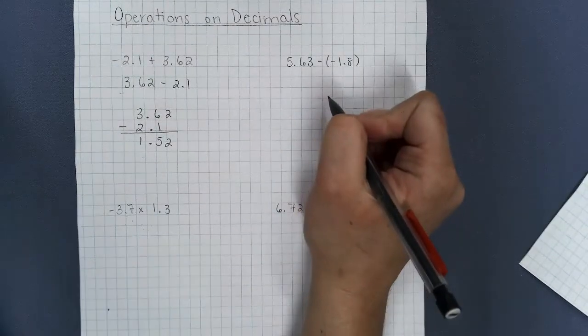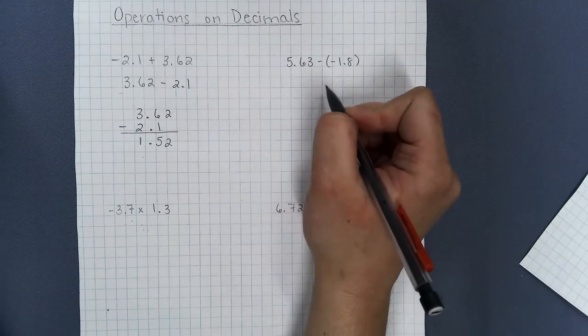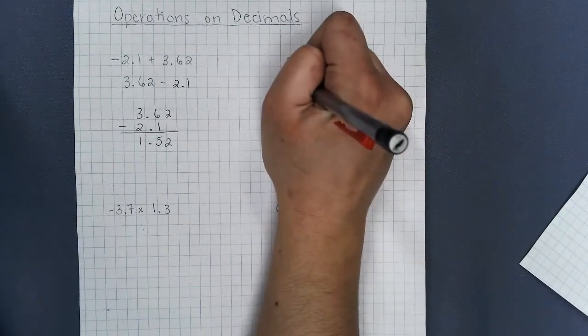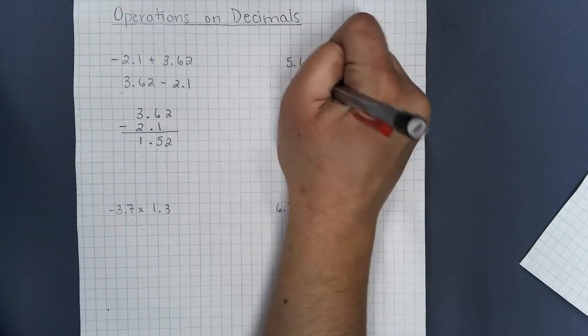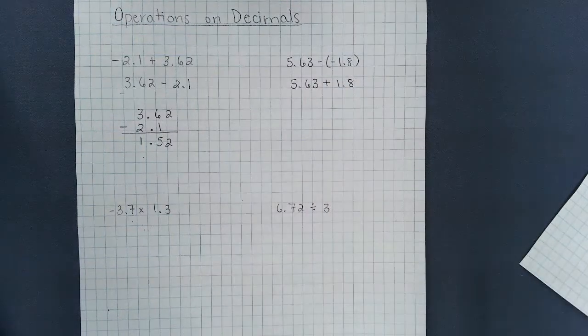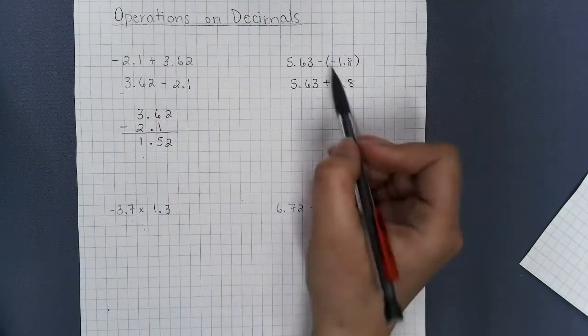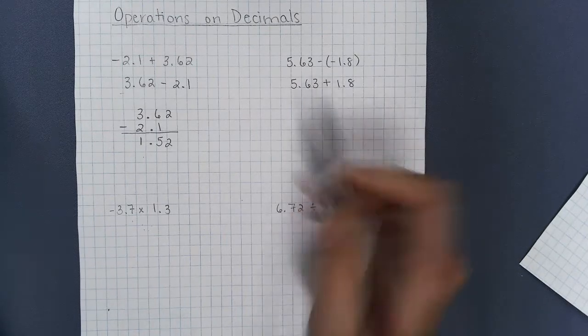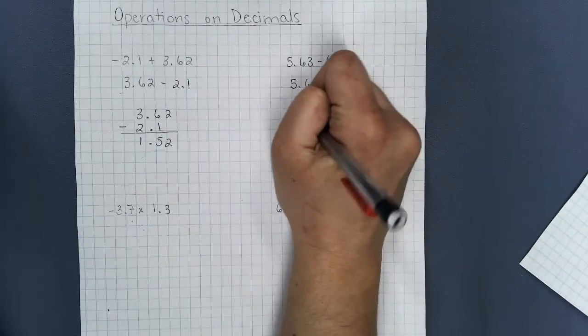On this next one here, we are going to subtract, and again, I'm going to use that flip and switch idea. So I am going to change this so that it says 5 and 63 hundredths, add 1 and 8 tenths, because that's a lot easier for me to think about. So I flipped my operation to addition, and I switched my sign to a positive. And now I can stack and do the same algorithm.